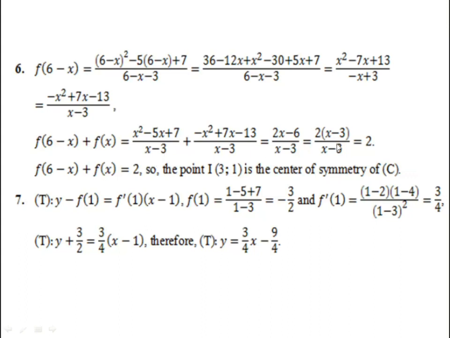Therefore, we conclude that the point with coordinates (3, 1) is the center of symmetry for the curve C.